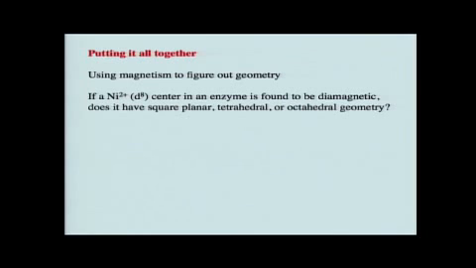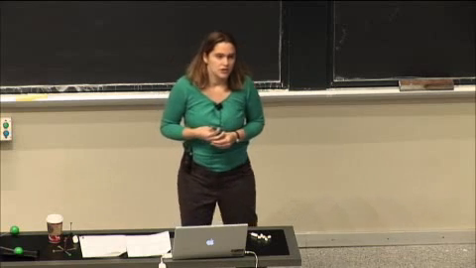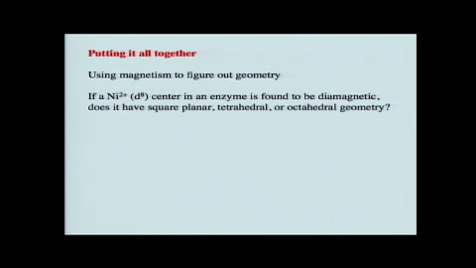So we said in the beginning that magnetism can be used to figure out geometry in, say, a metal cluster in an enzyme. And let's give an example of how that could be true. So suppose you have a nickel plus 2 system. So that would be a D8 system. So we have group 10 minus 2, or D8. And it was found to be diamagnetic. And then from that, we may be able to guess, using these kinds of diagrams, whether it has square planar geometry, tetrahedral geometry, or octahedral geometry.